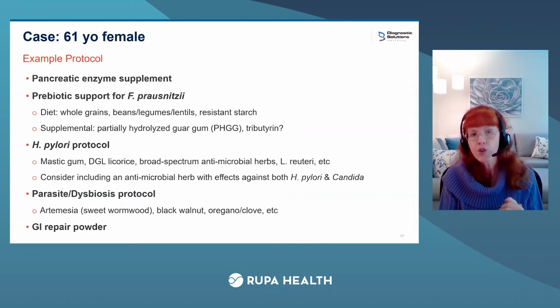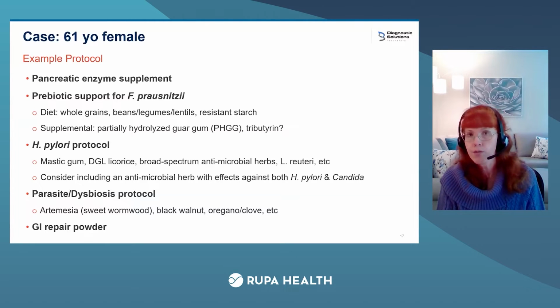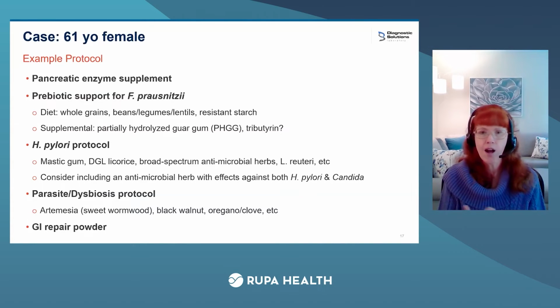Now, then we talk about our H. pylori protocol. If we're going with herbs, generally I want at least 3 things together for at least 2 months. Popular things we may include in a protocol include mastic gum, DGL licorice, maybe some broad spectrum antimicrobial herbs. That could be berberine, it could be olive leaf, could be black cumin. We have lots of options here, and many of those are antifungal. And then there are some specific strains of Lactobacillus reuteri probiotics that will also have direct anti-H. pylori effects.